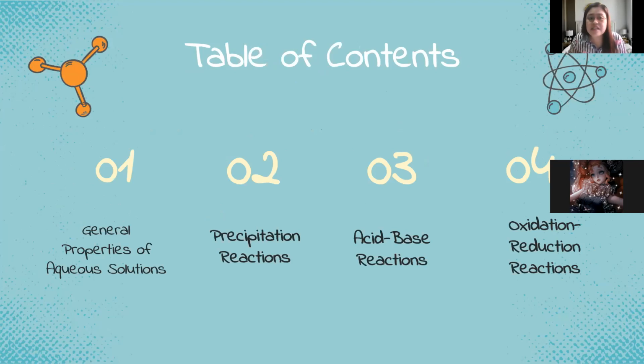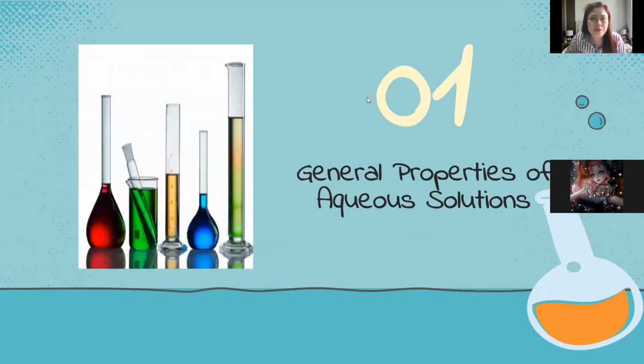We have first, general properties of aqueous solutions. Number two, precipitation reactions. And then we have number three, acid-base reactions. And lastly, we have oxidation-reduction reactions. So yun yung magiging topic natin. So brace for chemical reactions and balancing chemical equations.